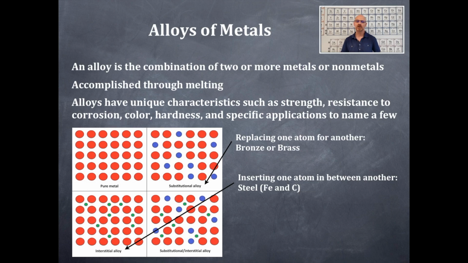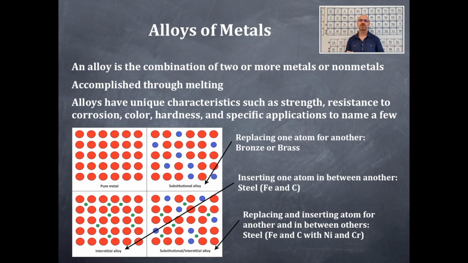The lower right-hand corner is a substituted interstitial alloy. And a substituted interstitial alloy does both of these combined together. That is, removing atoms from certain locations, replacing them, and also placing atoms in between atoms. There are various different forms of steel that have these characteristics, and iron and carbon is that interstitial alloy alone, but when you insert nickel and chromium in between the spaces, then we have an interstitial substituted alloy.